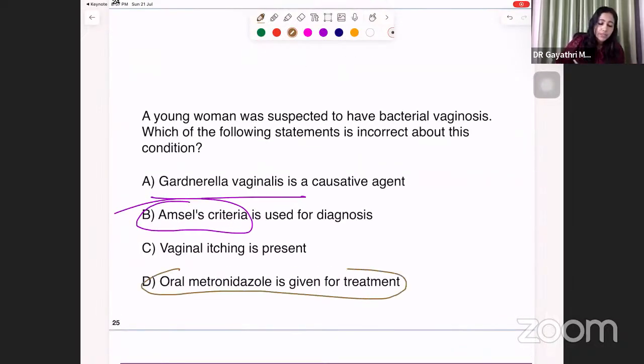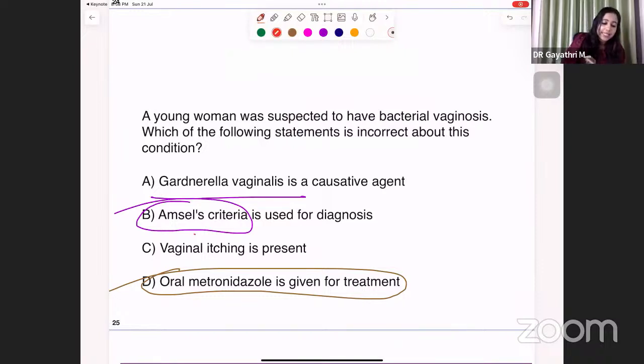Final statement: metronidazole is given for treatment. Yes, metronidazole is the treatment of choice in bacterial vaginosis. Metronidazole is also the treatment of choice in trichomonas infection. What is the difference? In bacterial vaginosis, you don't require partner treatment. In trichomonas, partner treatment has to be provided. Very important. Where will you give this partner treatment? In trichomonas infection.